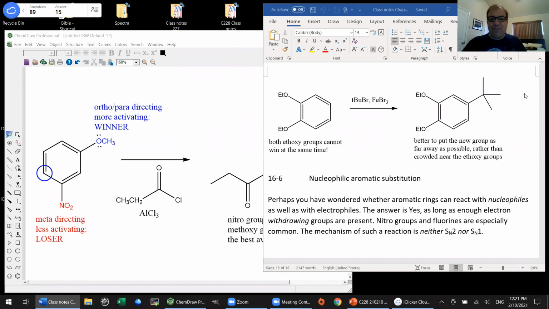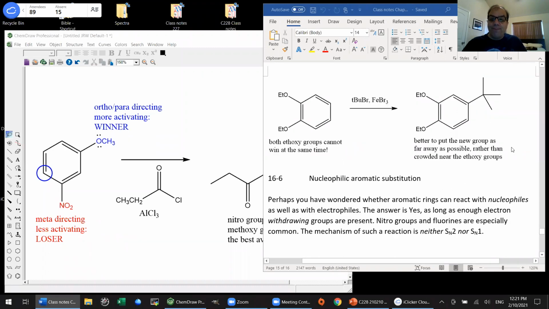And I think it's reasonable to predict that this is going to be the major product, because there's more room for the tert-butyl group out here. It's further away from the 2 ethoxy groups. That would again be what I would predict. So you see, both ethoxy groups cannot win at the same time. Might as well put the group further away, as far away as possible.